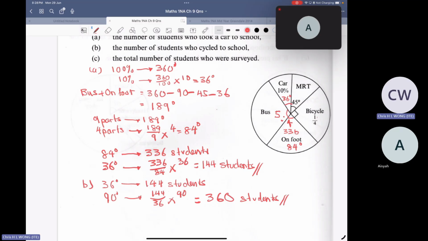You already know the first one, right? You already found it. 36 degrees is 144 students. All you need to do is find 360. That's all.